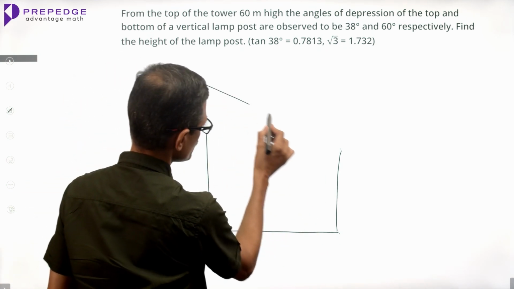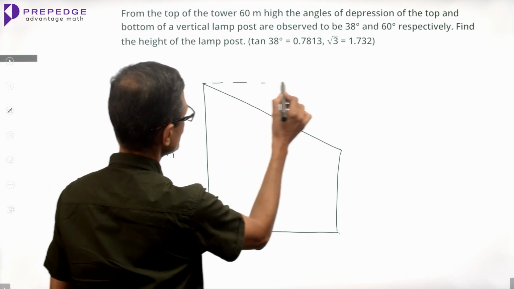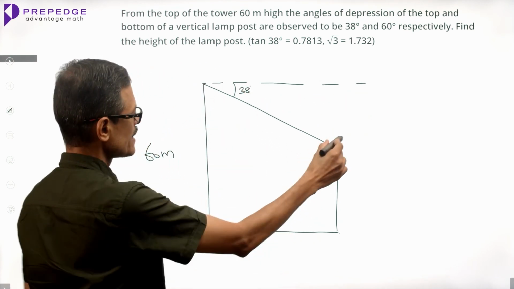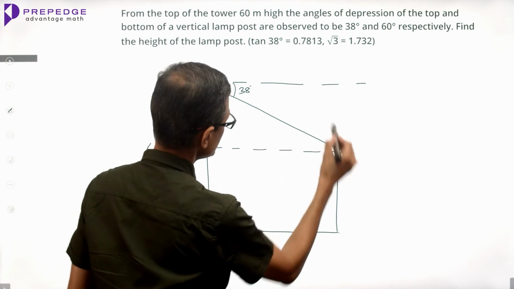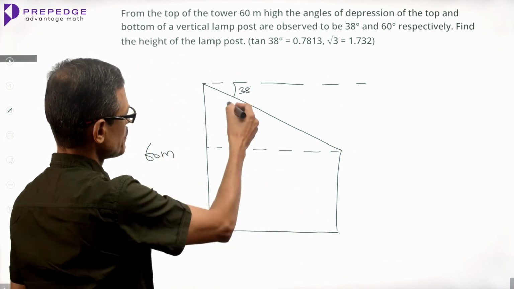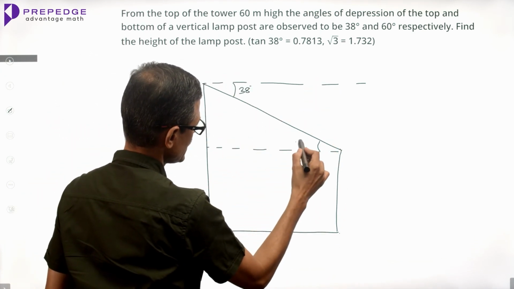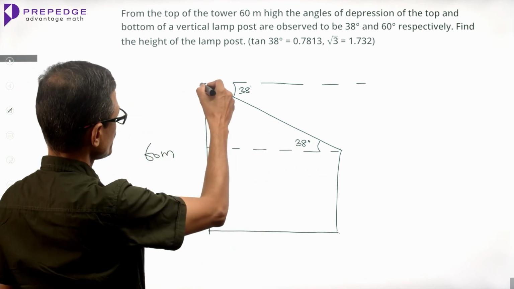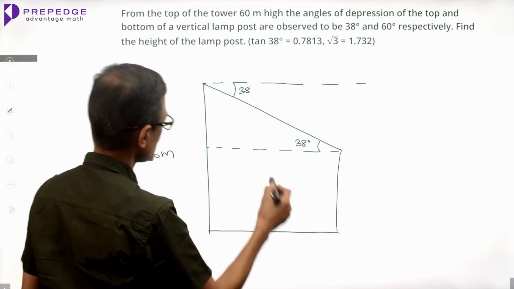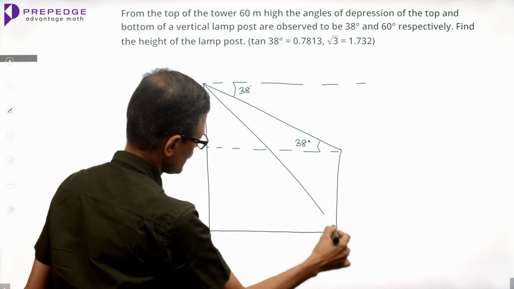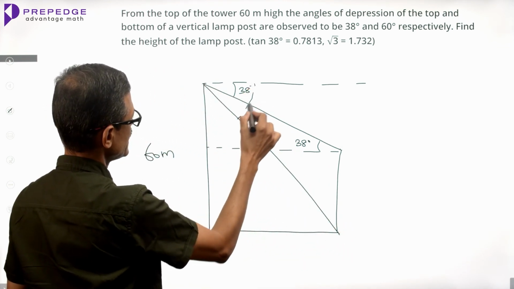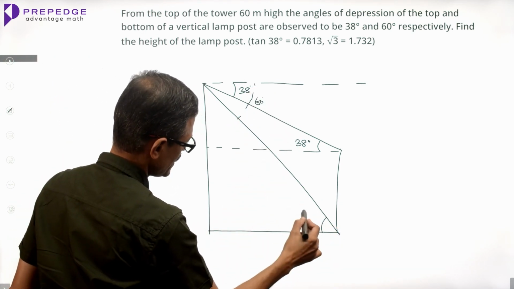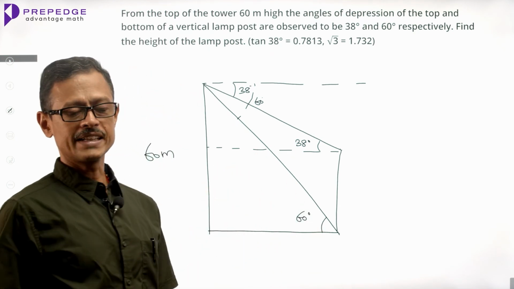முதல்ல top of the lamp post from the top of the tower பார்த்தா angle of depression is equal to 38 degrees. Immediately let's draw a line which is parallel to the ground. So all these three lines are parallel. Angle of depression is equal to angle of elevation. So the angle is 38 degrees. First part mudichachu. The angle of depression from the top of the tower to the bottom of the lamp post is equal to 60 degrees அப்படினு இருக்காங்க. So which means angle of depression is equal to angle of elevation. The angle will be equal to 60 degrees.